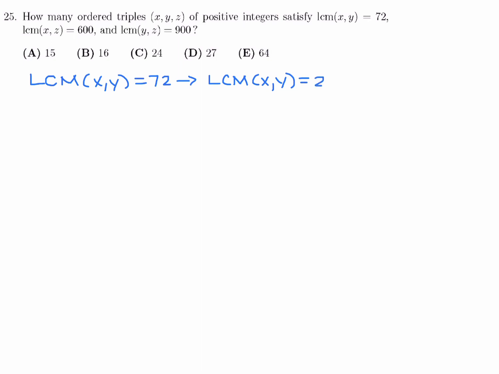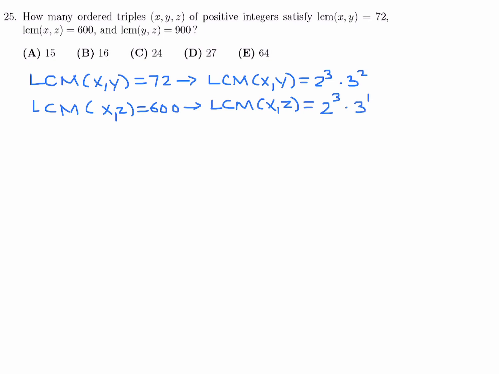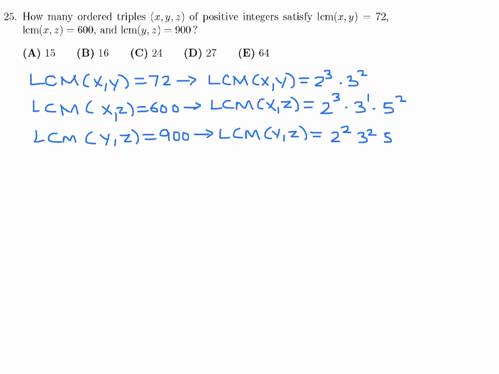72 is what? 2 to the power of 3 times 3 squared. All right, moving in the same way, the next one is xz, and that's 600. So that means LCM of xz is the prime factorization of 600, which would be 2 to the power of 3 times 3 to the power of 1 times 5 to the power of 2. And then the LCM of the next one is yz, and that's 900. So breaking that up into prime factors, we would get 2 to the power of 2, 3 to the power of 2, and 5 to the power of 2.